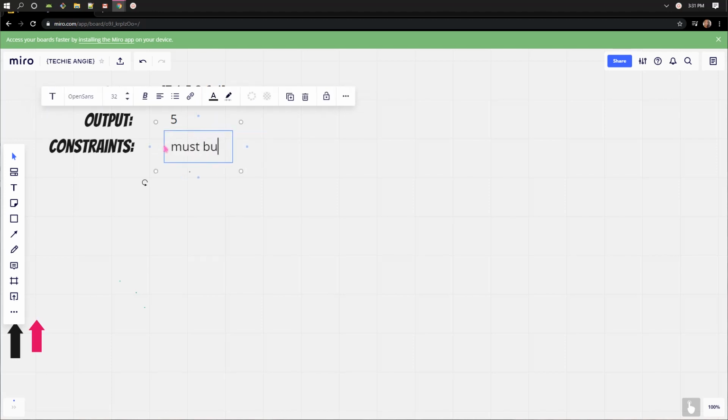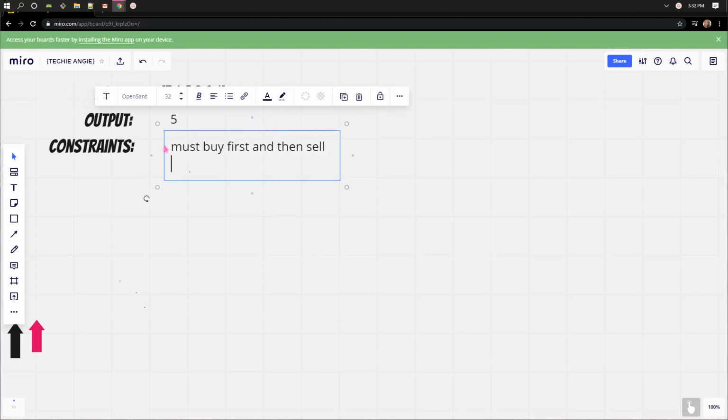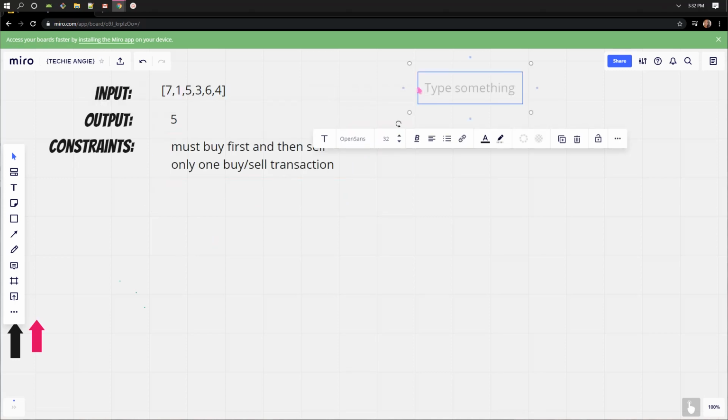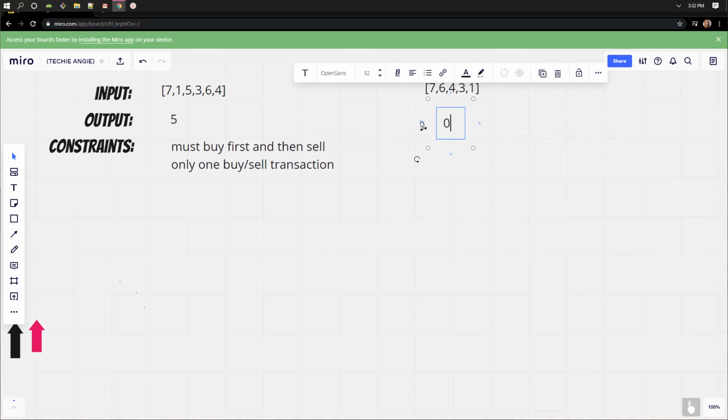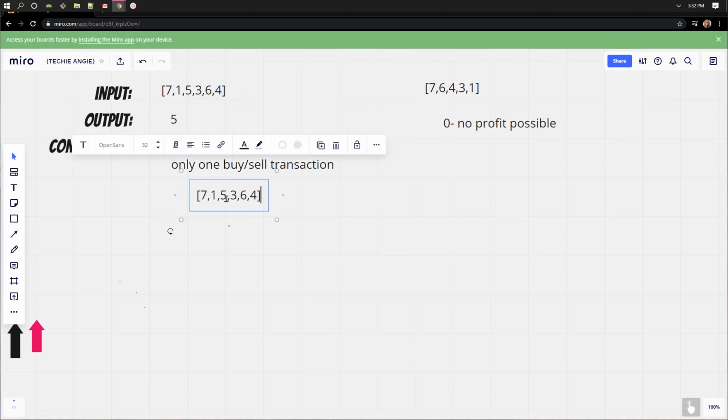There are a few constraints for this problem. The first constraint is that you must buy first and then sell. You can't do it in reverse order. And you can only have one buy-sell transaction maximum. Some Leetcode problems, there are other ones that are buy and sell stock, and they'll give you the option of multiple transactions. The second input array is 7, 6, 4, 3, 1, which will give us an output of 0. There is no way to make a profit in this scenario.